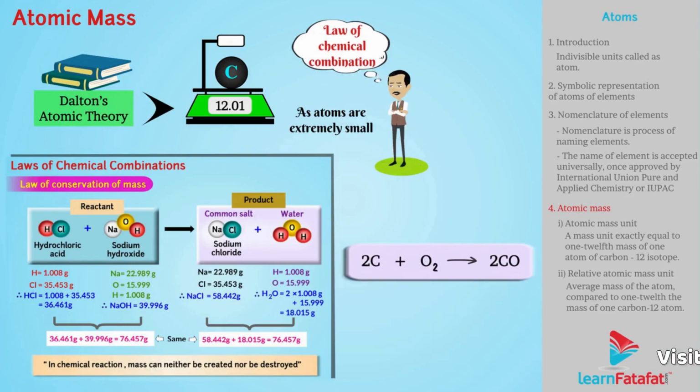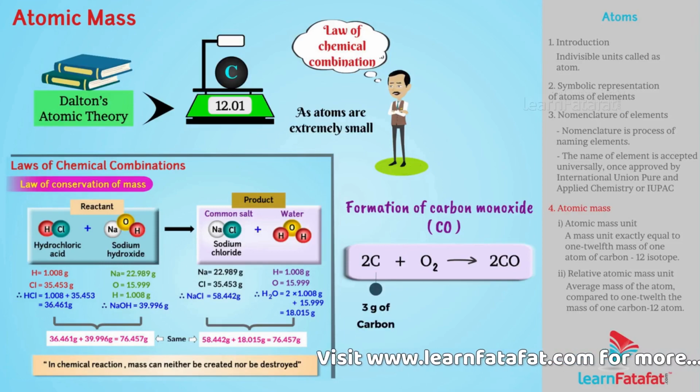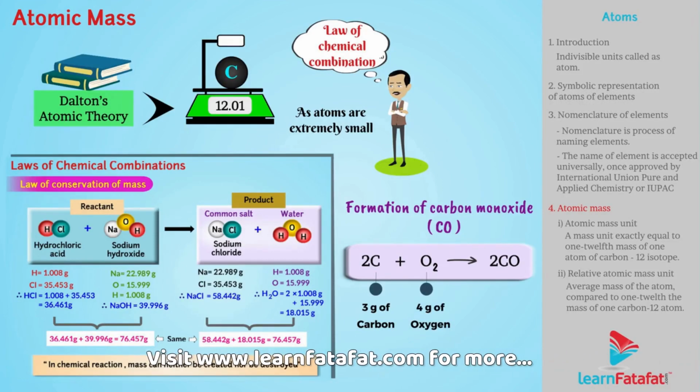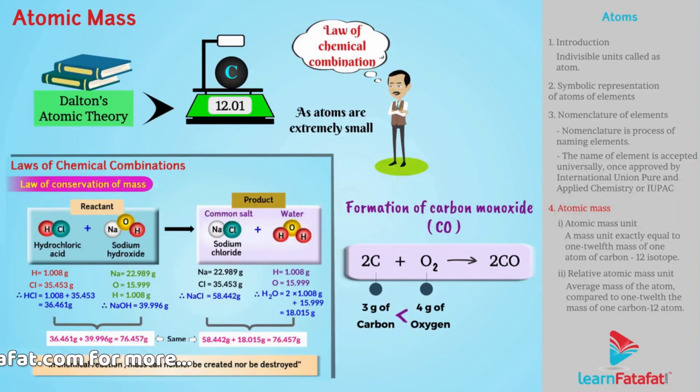Let's take an example. Formation of carbon monoxide requires 3 gram of carbon and 4 gram of oxygen. It shows that oxygen is heavier than carbon.